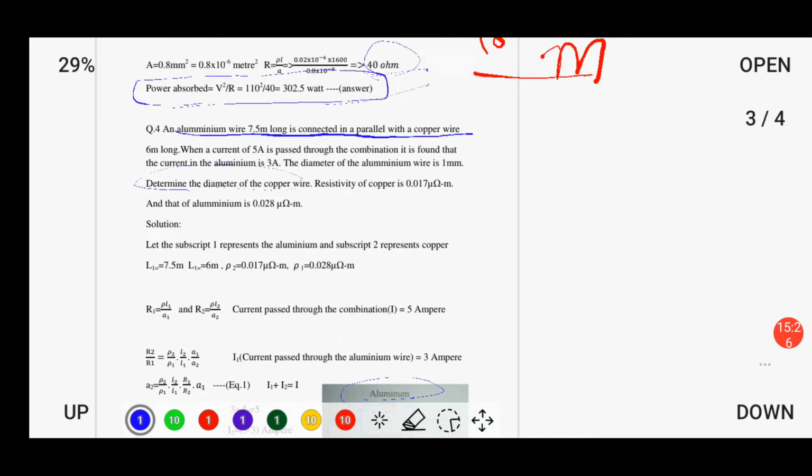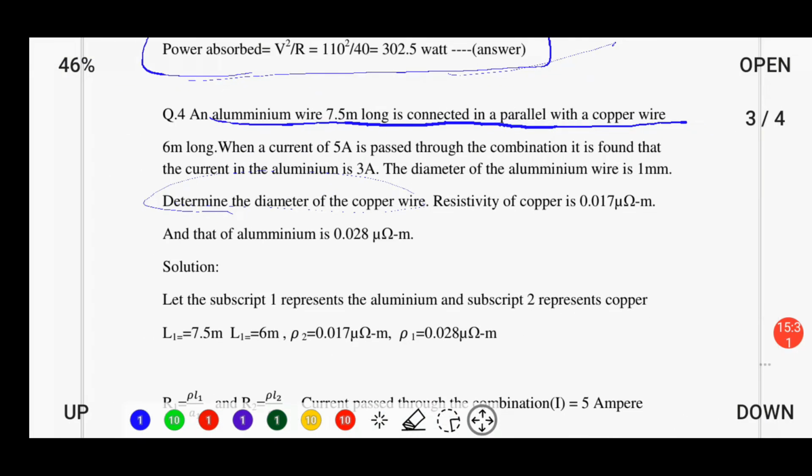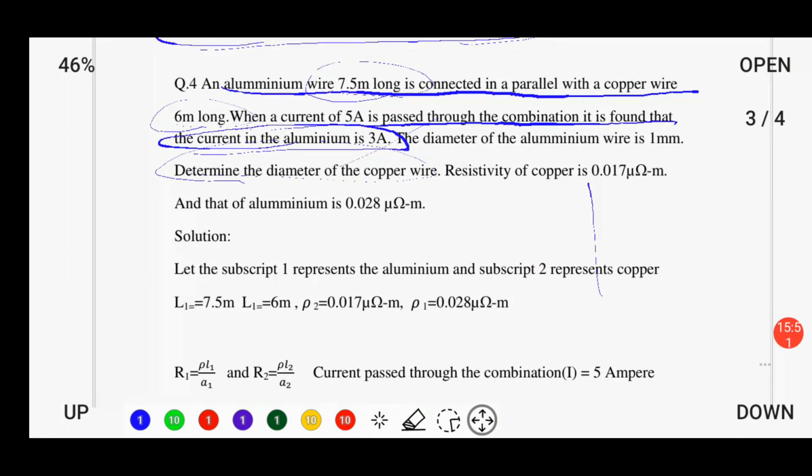First of all, it is given that an aluminum wire is connected in parallel with the copper wire. Length of copper wire is 6 meters, length of aluminum wire is 7.5 meters. When a current of 5 amperes passes through the combination, it is found that the current in the aluminum wire is 3 ampere, and the diameter of the aluminum wire is 1 mm. Determine the diameter of the copper wire.